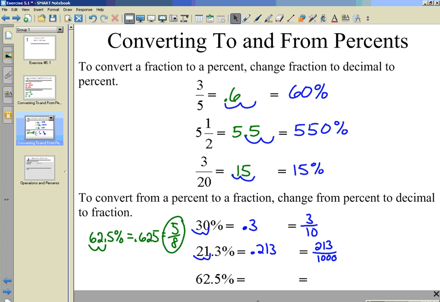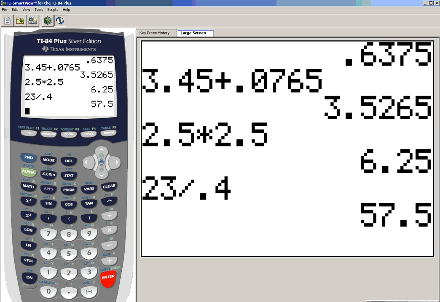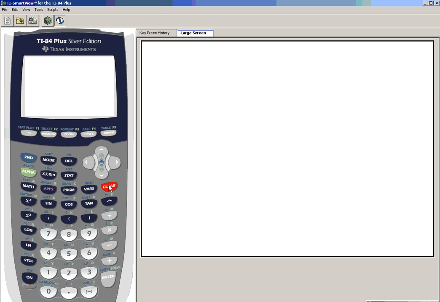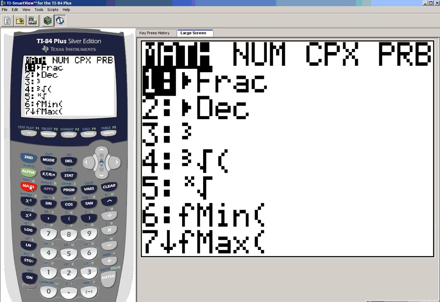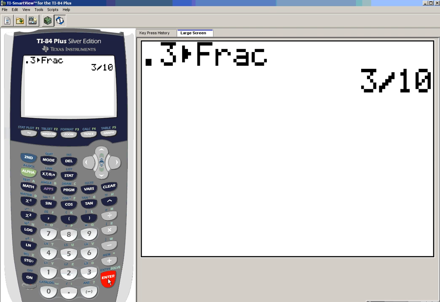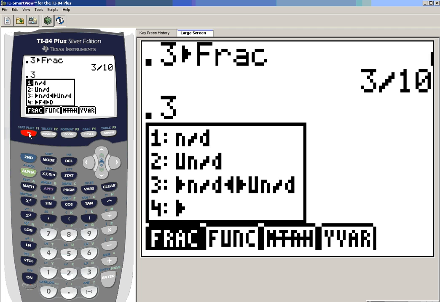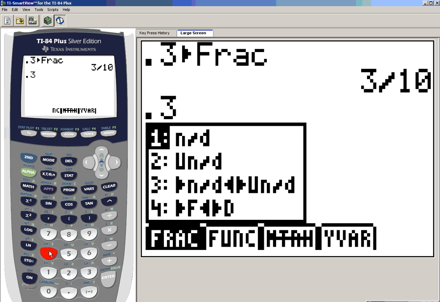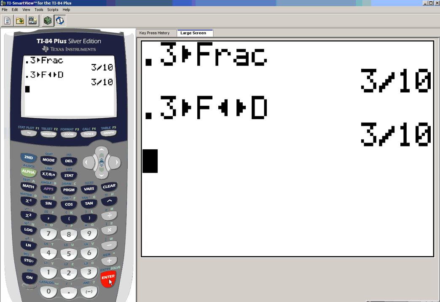Let's take a look at those on the calculator real quick. First one was 30%. We changed to a decimal as 0.3. Remember, you hit 0.3 then, put it into your calculator, math, change to fraction, 3/10. You can also use your alpha y equals key. If we went 0.3, alpha y equals, that pulls up the menu that is very similar to the non-graphing calculator. Select number 4, fraction to decimal, hit enter, and you can get it that way as well. Next one was 0.213.